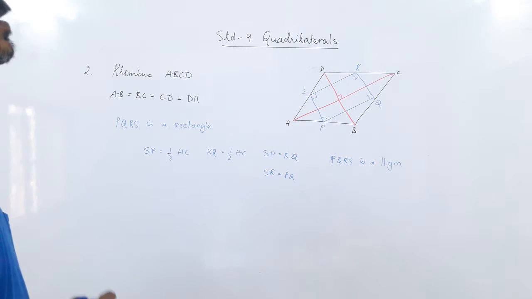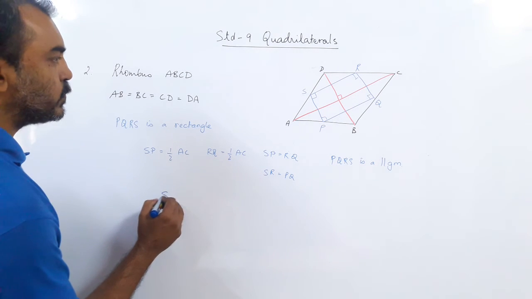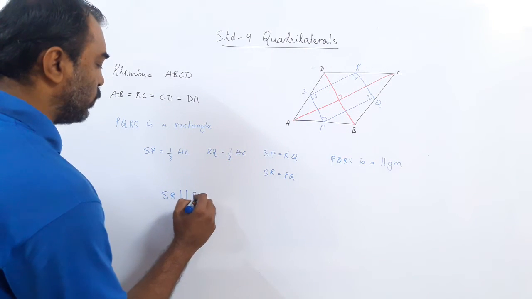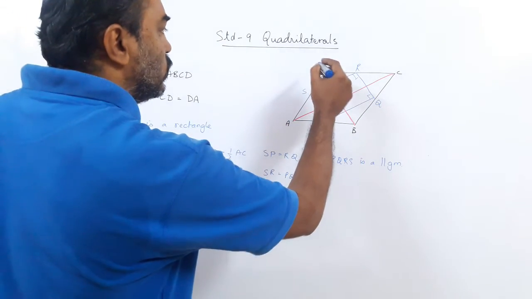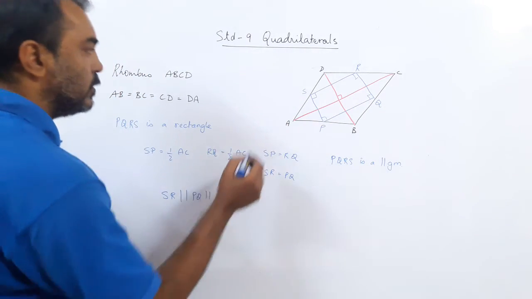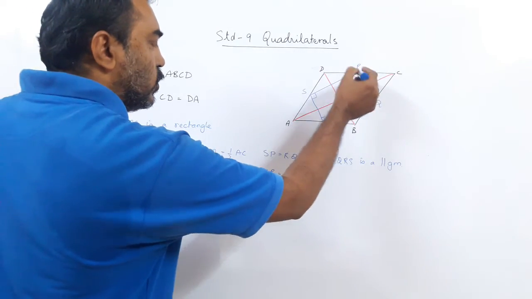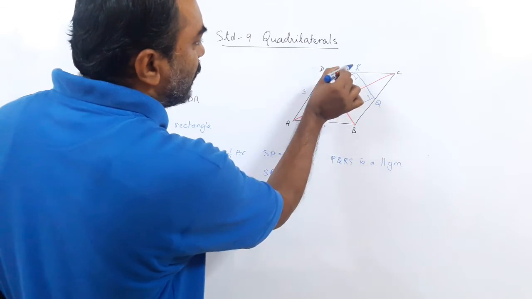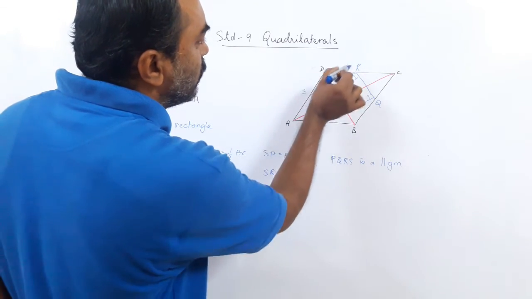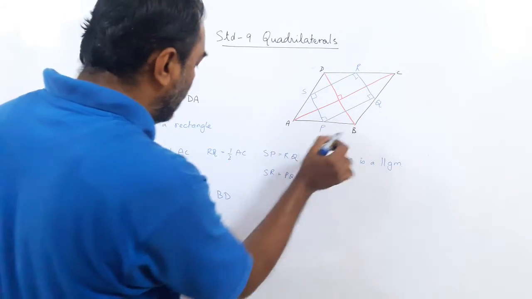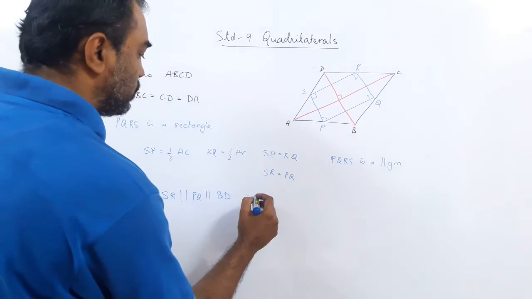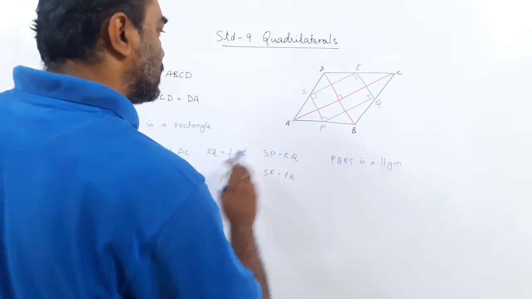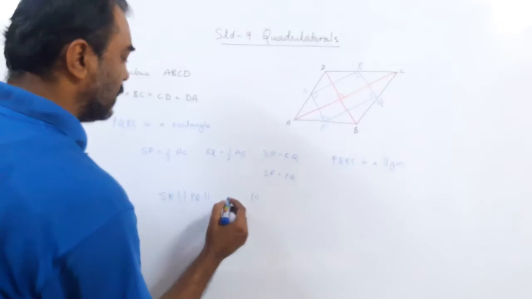Now, from the midpoint theorem, we also learned SR is parallel to PQ and they both are parallel to BD. Okay? So SP is parallel to RQ. You can see why: midpoint theorem. SP is parallel to BD, RQ is parallel to BD, so SP is parallel to RQ. So SP, RQ and BD all are parallel. Okay, result 1. And in the same way, we have got SR is parallel to PQ, not BD, it is AC.